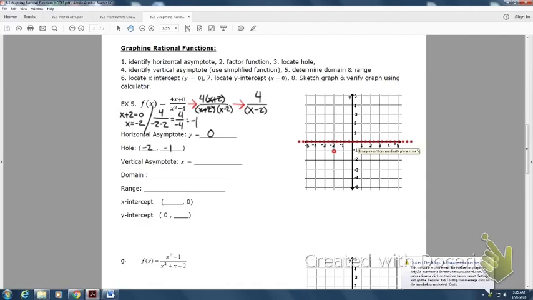Make sure that once you cancel stuff out, you're looking at this. But I mean, that's an easier equation. You would want to work with that than the original one. What is my vertical asymptote on this going to be? 2.